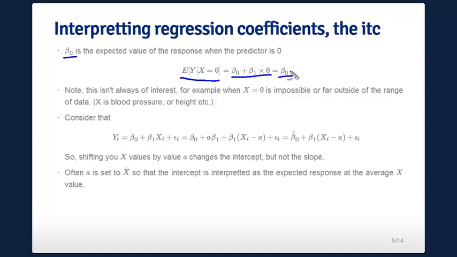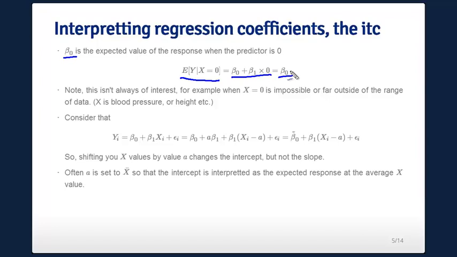If x equal to 0 is impossible, or it's way far outside the range of the data, as in our height example, that was of course the case. No one as an adult is of height 0, or even no one is ever of height 0. So it doesn't make any sense to interpret the intercept then.